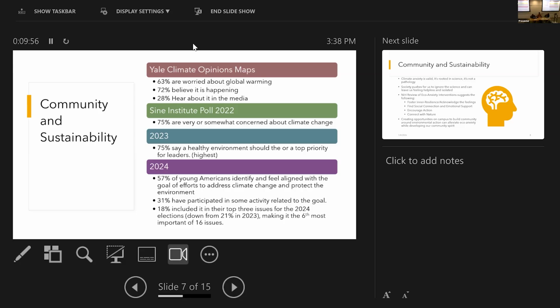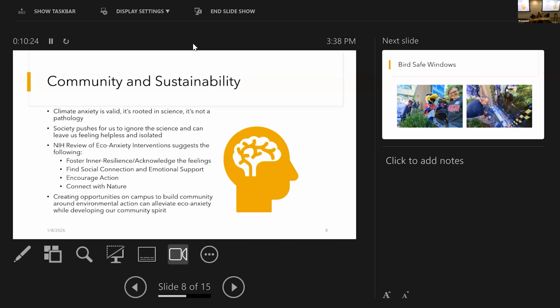In another further Sign Institute poll, the majority of young people think that it should be a top priority, and that our elected officials should focus on it. So we're seeing from the Sign Institute polling this kind of continuous emphasis from young people about how much they're thinking about it. So it wasn't just in a standalone poll, we're seeing it year after year. Which ties into this idea of climate anxiety.